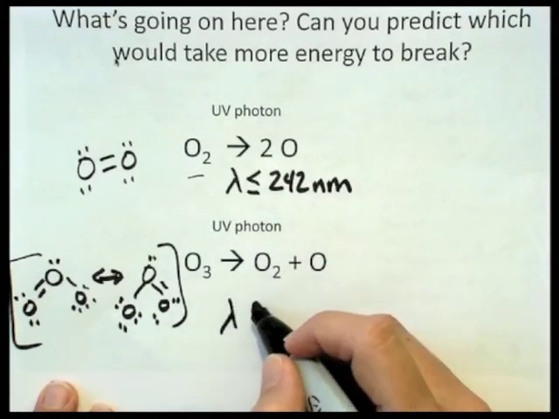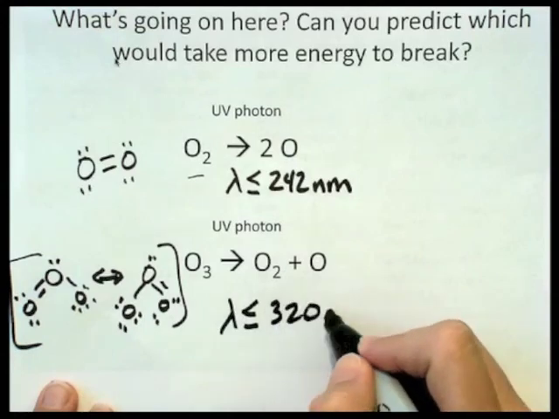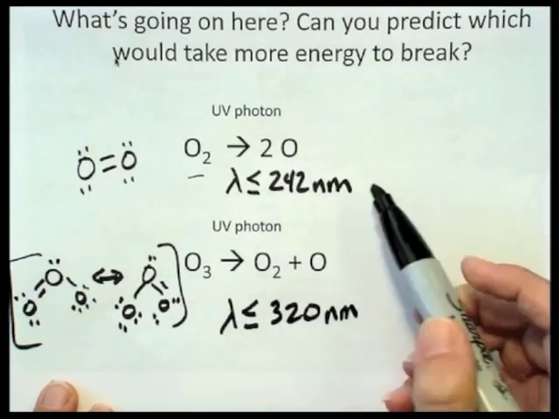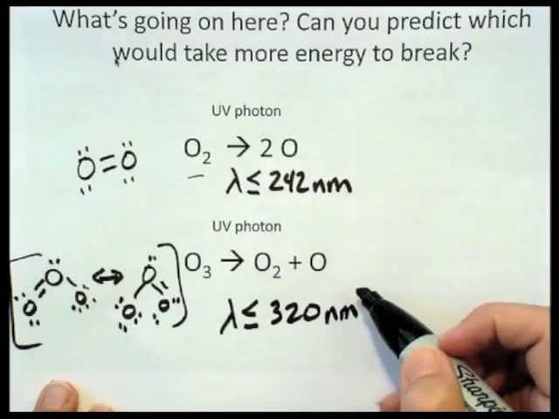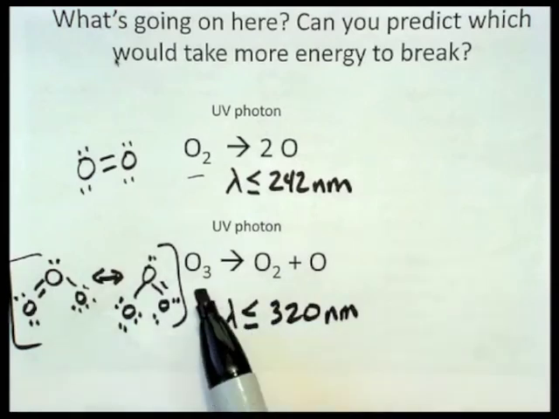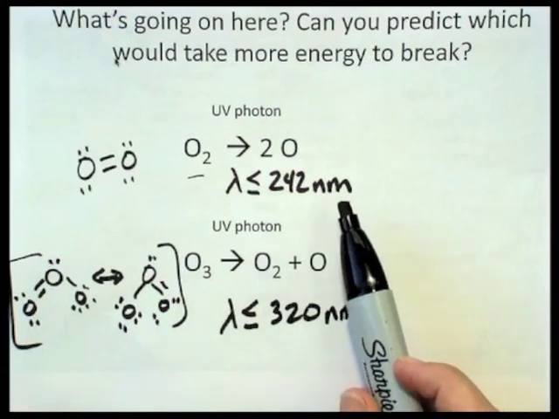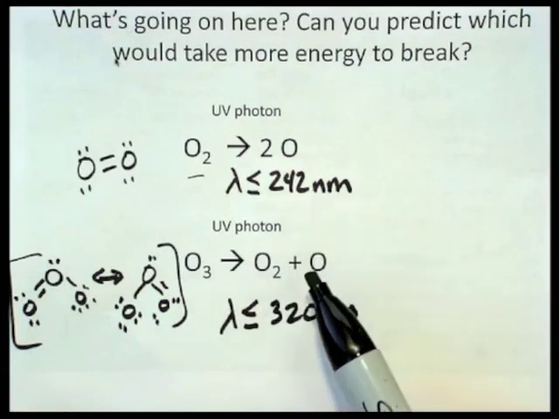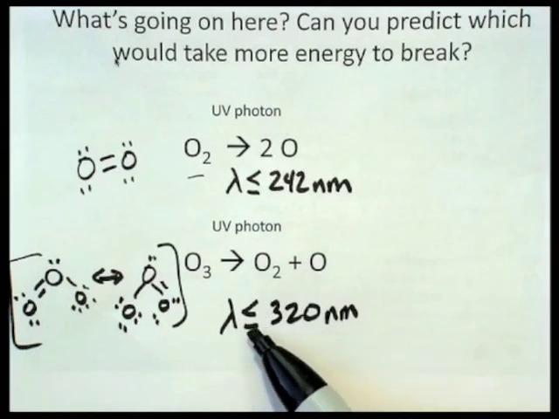And for the ozone, the wavelength within the ultraviolet region is less than or equal to 320 nanometers. So this is in the UVC region, and this is in the UVB region. So that's why we say that the ultraviolet light from the B is absorbed by ozone. The ultraviolet light in the C region is absorbed by oxygen and ozone, because it can be any wavelength less than or equal to this. So that's going to cover the B and the C region of the spectrum.